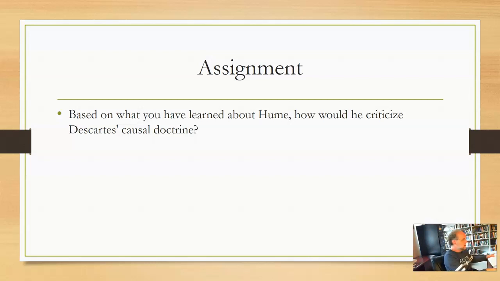Remember where Descartes discusses this? There we go. I want to get you there. Here we go, the third meditation, page 49 to 50. That is Descartes' statement of the causal doctrine. So if you want to look at that, go ahead, and then talk about how Hume would criticize that, and we just did that.